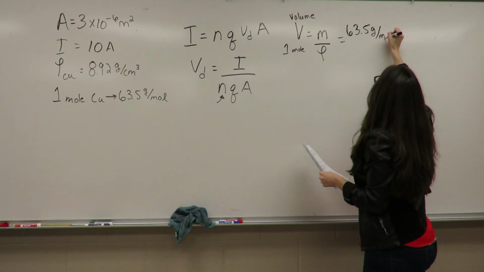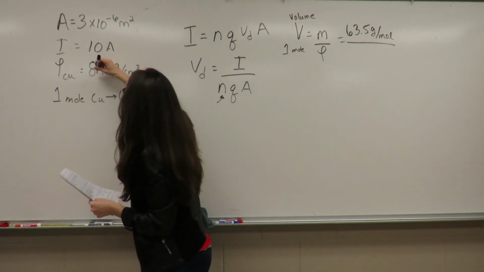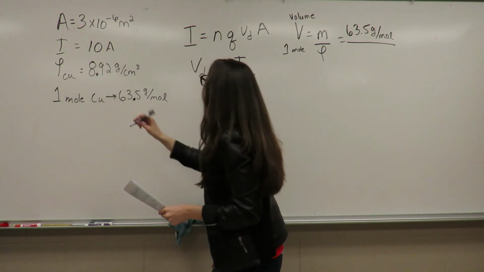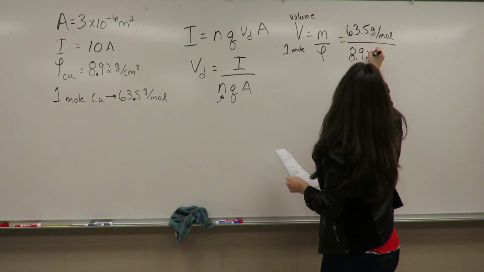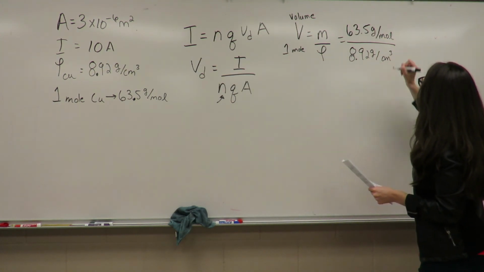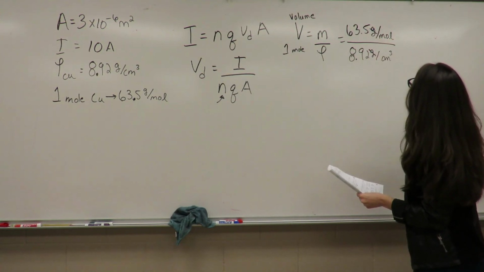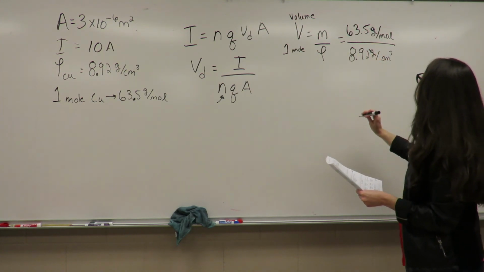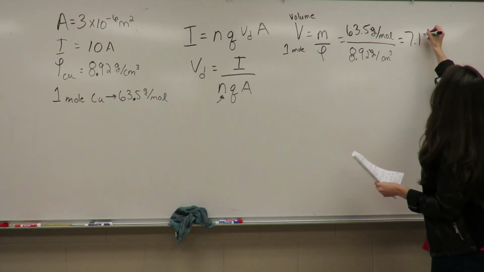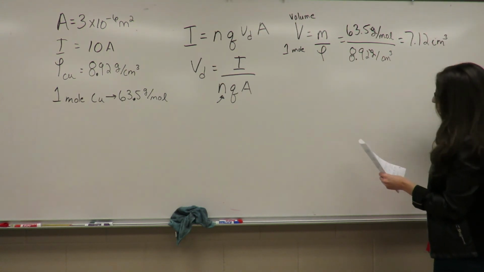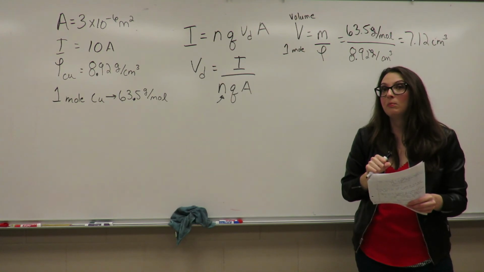63.5 grams per mole, okay? And also something that I'd have to look up, the density of copper is 8.92 grams per cubic centimeter. So we've got 8.92 grams per cubic centimeter, okay? And then I see here that my grams cancel here and here, and so I divide those two, and I'm left with that the volume of 1 mole of copper is 7.12 centimeters cubed, okay? But I want to get this in standard units of meters cubed.